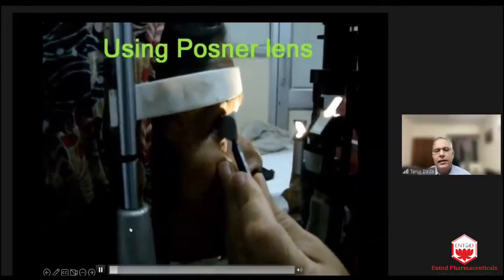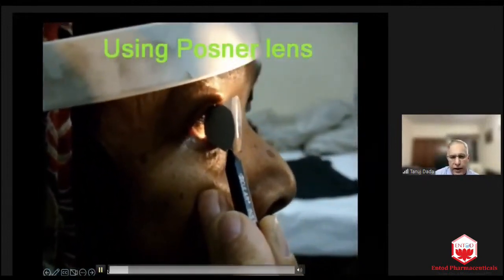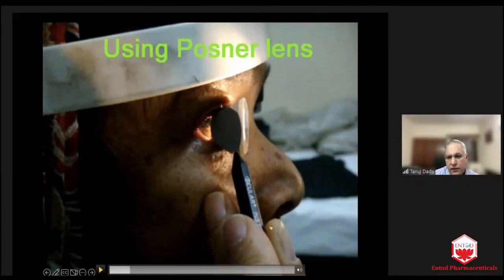And once you learn, this is an indentation gonioscope. So there are two types. The one with the handle is called a Posner lens. And if you don't have the handle, only this gonioscope, that is called the Sussman lens. So here you don't require a coupling fluid, and the curvature matches that of the cornea. So you see the angle structures.